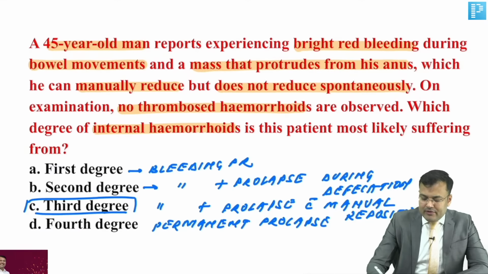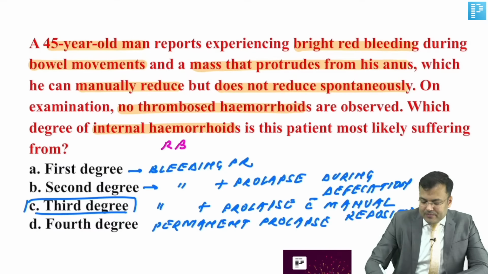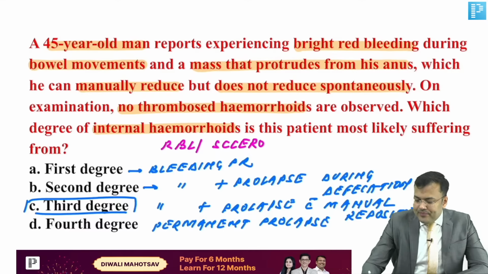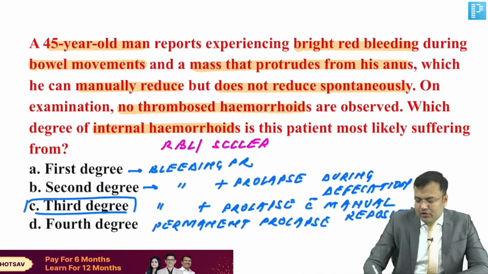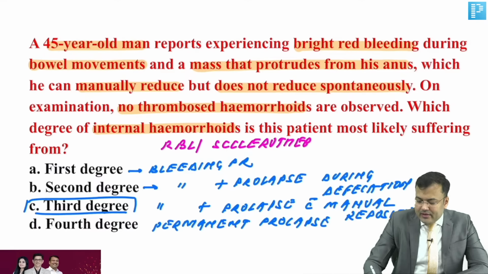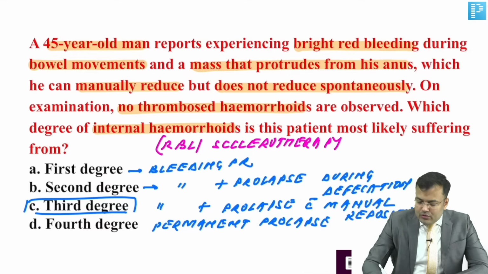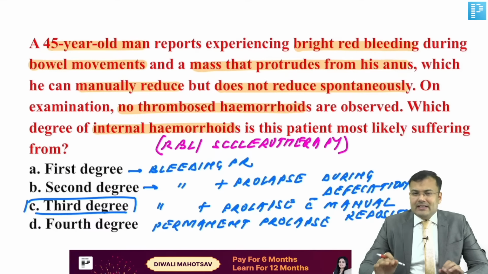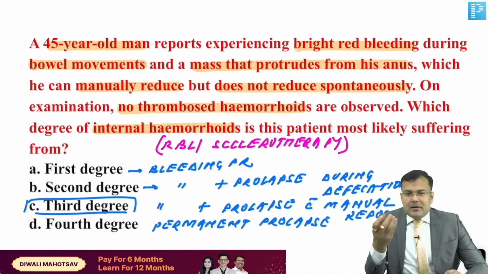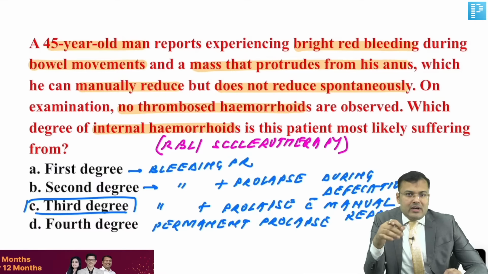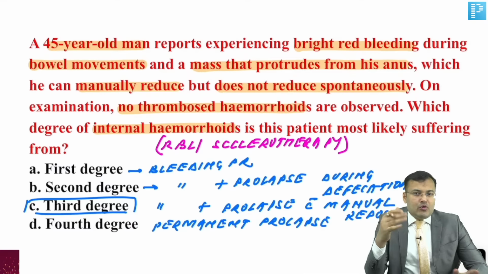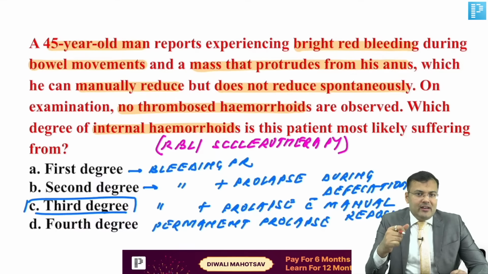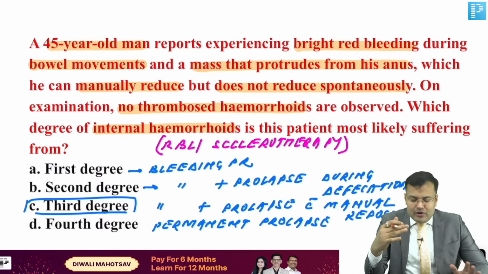In these cases, we go for rubber band ligation or we go for sclerotherapy. Rubber band ligation is also known as banding. This is done for first degree, second degree and selected patients of third degree. But if a significant amount of mass is coming out, in that case you have to excise the mass and go for hemorrhoidectomy. For selected patients of third degree and for fourth degree patients, we go for hemorrhoidectomy.